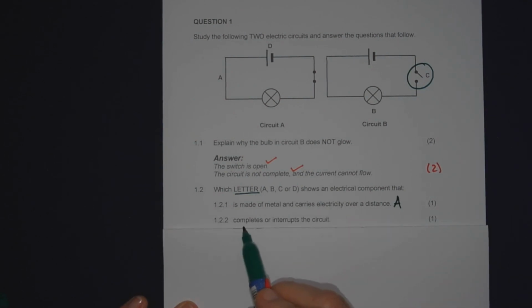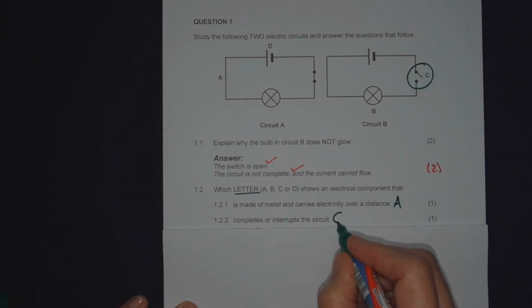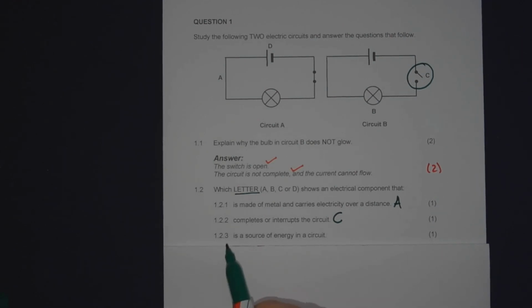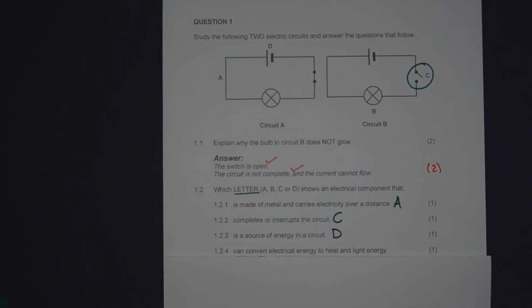The component that completes or interrupts the circuit. Completes means to close and interrupt means to open. So what opens and closes the circuit? That of course is the switch, indicated by symbol C. What is the component that is a source of energy? And the source of energy in the circuit of course is the cell, in this case indicated by the letter D. And the component that can convert electrical energy to heat and light energy, and that would be the bulb. The bulb B converts electrical energy into heat and light energy, and for this you will get 1 mark each, so that will give you a total of 4 marks.